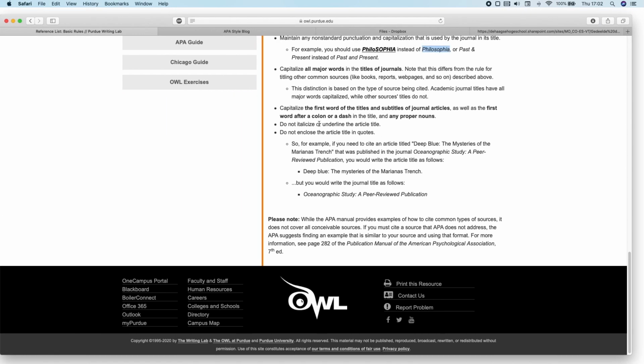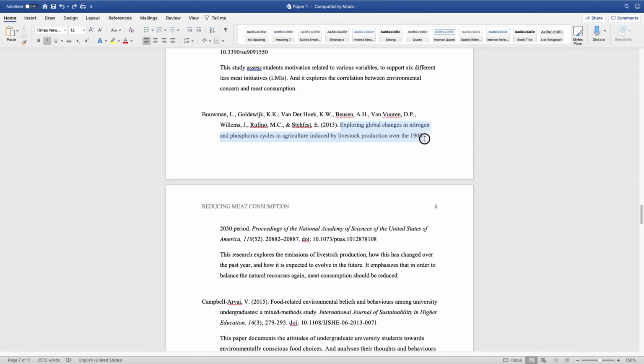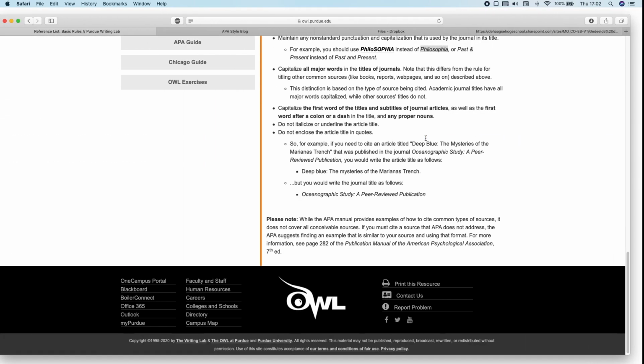Do not italicize or underline the article title. We will see that there are no italics, there's none of this, and there's none of this. So it is just like that.